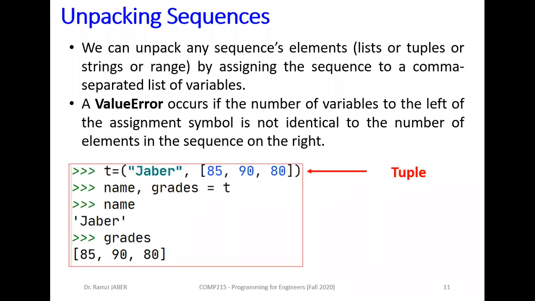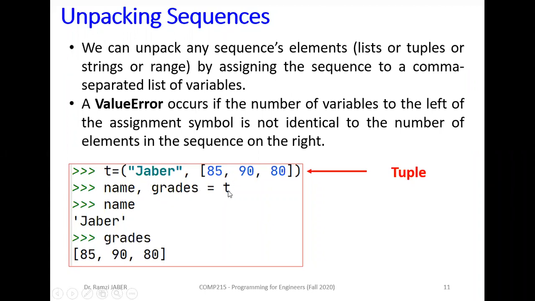Example like here, in a tuple, okay, we have a tuple here. T equal string Jabber, comma, list. We have a list inside the tuple, 85, 90, 80. So we can assign, unpacking the sequence. We can assign two new variables with each element in T. So we can write name, comma, space, watch out about the space, grades equal T.